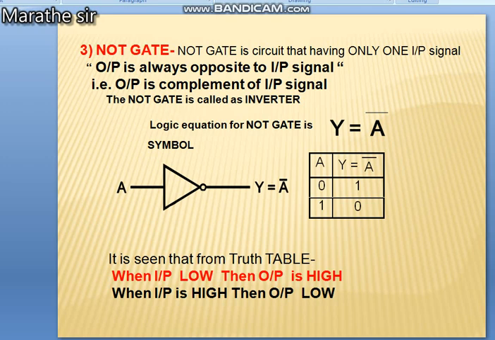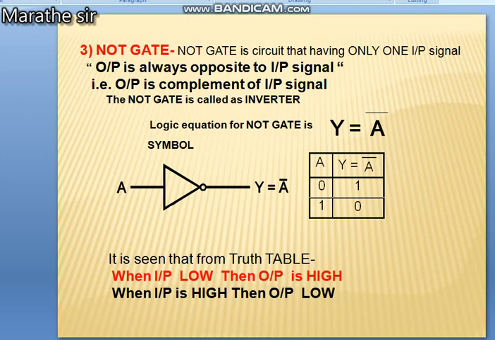We are mentioning here that the NOT gate is called an inverter. Its Boolean equation is Y is equal to A bar, that is, A complement. In the symbol it is shown that there is a single input A and the output is Y. At the output we are getting Y is equal to A bar, that is, the complement of the input. Here in the truth table it is shown that when A is equal to 0, then we are getting Y is equal to 1, and when A is equal to 1, we are getting Y is equal to 0.